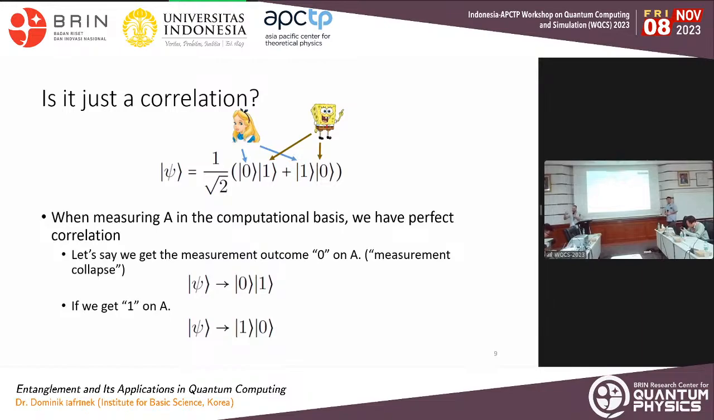So there's this connection to many worlds, right? Because ultimately everything is entangled, but if you look at the subsystem, it might not be.